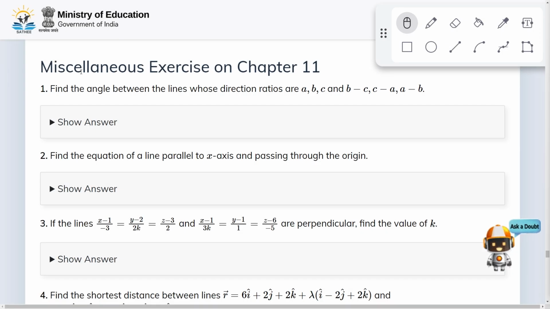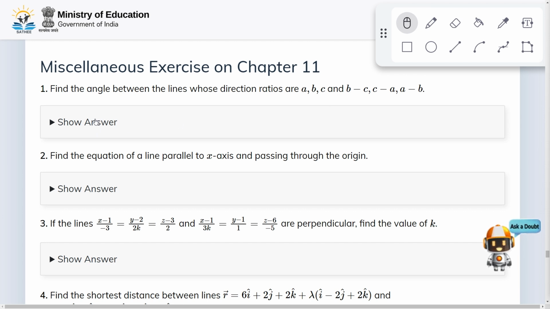In today's session, we will be seeing the miscellaneous exercise of chapter 11, three-dimensional geometry. Very straightforward exercise. Let's see quickly. First problem: find the angle between the lines whose direction ratios are a, b, c and b minus c, c minus a, a minus b. So you are given two lines having these direction ratios. Now you have to find the angle.